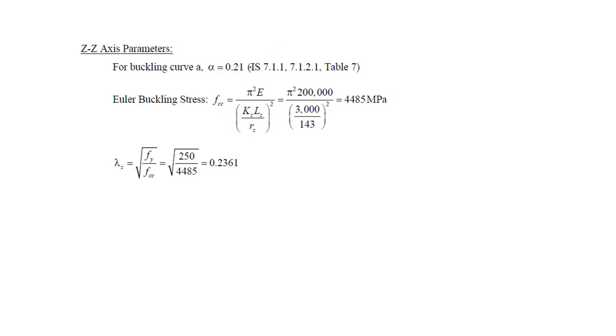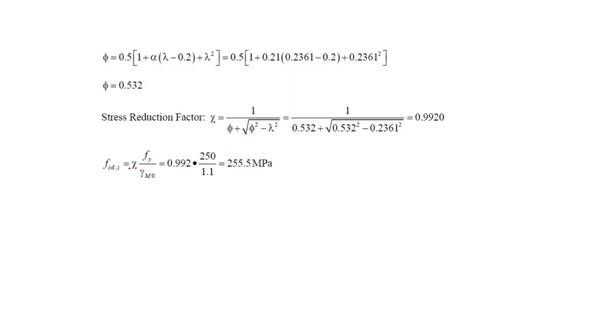With that said, I'll be finding out what's happening in the local Z direction. That will be finding out the Euler's buckling stress, pi squared into modulus of elasticity, divided by the unbraced length in that particular direction, Z direction, by rz, which will be right away from the steel table. Got this number here, and fy by this number will give you some answer for lambda z.